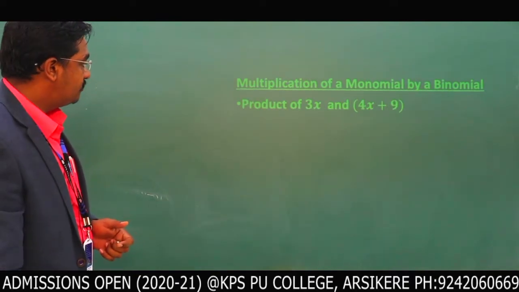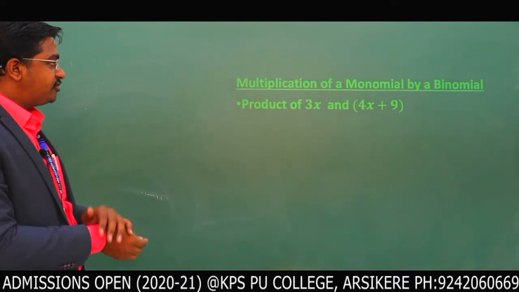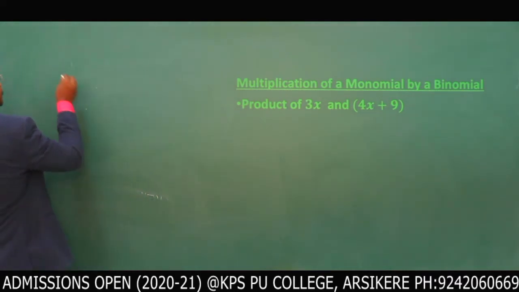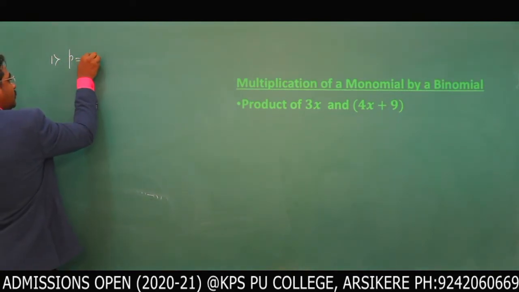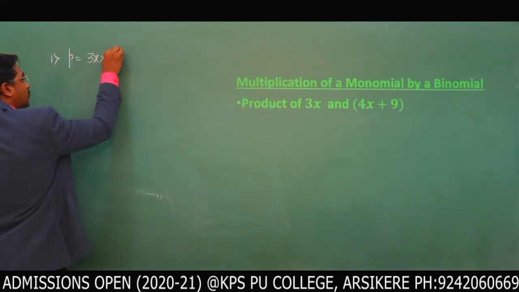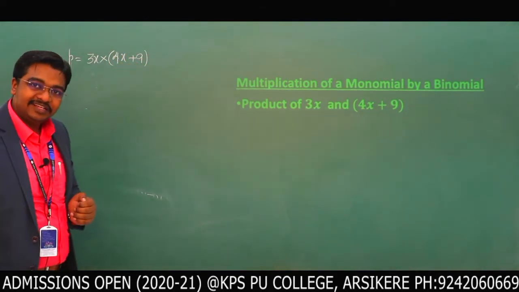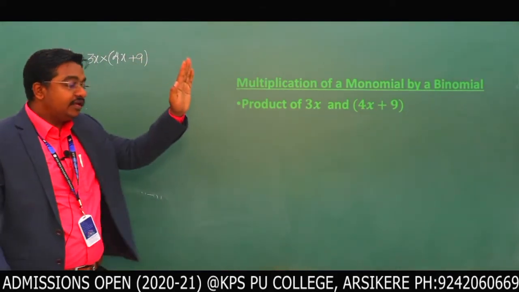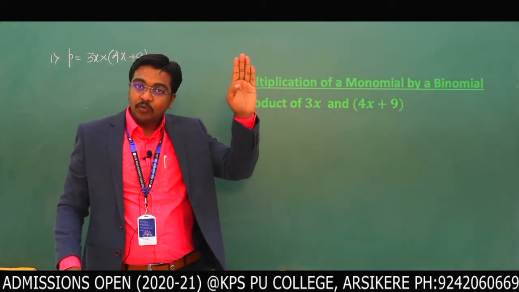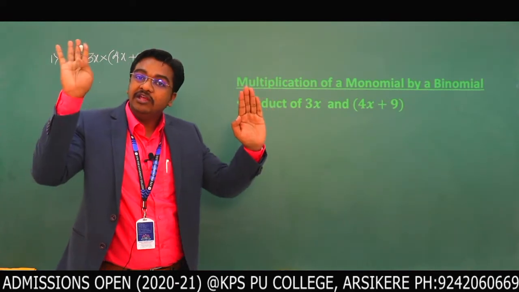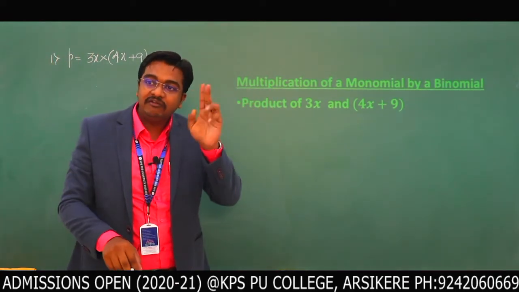One example. First one, product of 3x and 4x plus 9. Okay, first one, I'll take this product as P. P is equal to 3x into 4x plus 9. Here the first term is a monomial and the second term is a binomial. Monomial with binomial. Binomial means here you are having two terms.